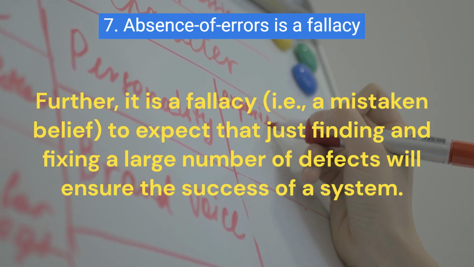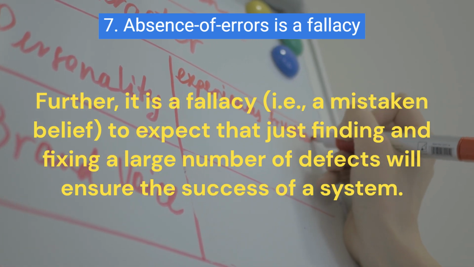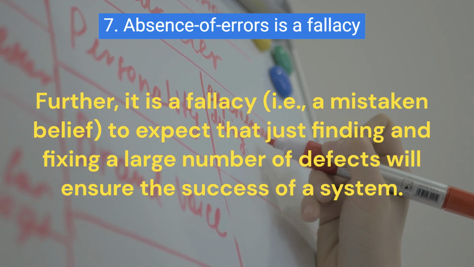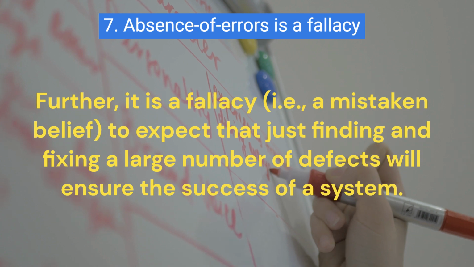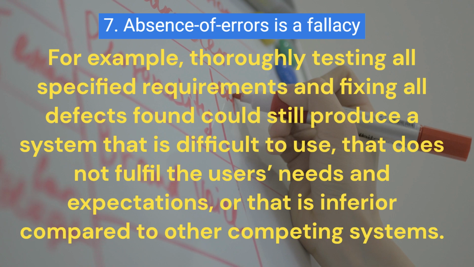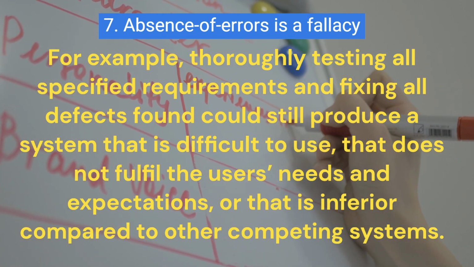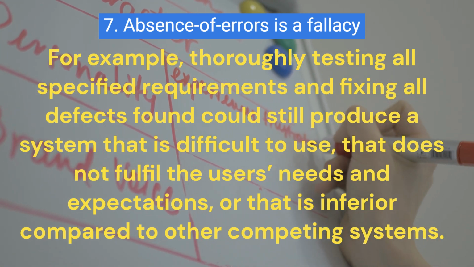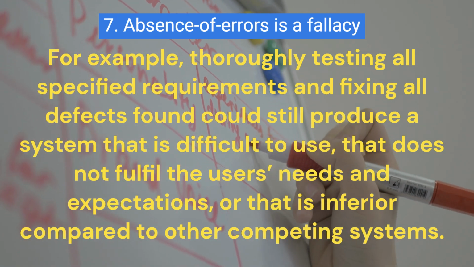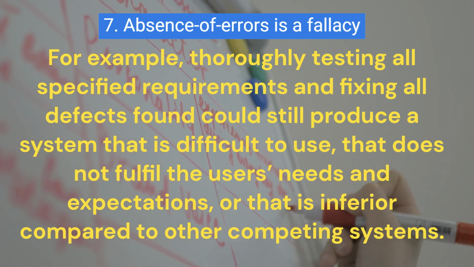Further, it is a fallacy, that is a mistaken belief, to expect that just finding and fixing a large number of defects will ensure the success of a system. For example, thoroughly testing all specified requirements and fixing all defects found could still produce a system that is difficult to use, that does not fulfill the user's needs and expectations, or that is inferior compared to other competing systems.